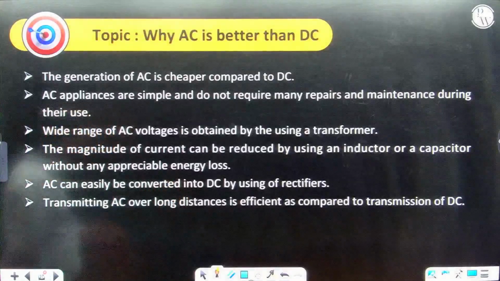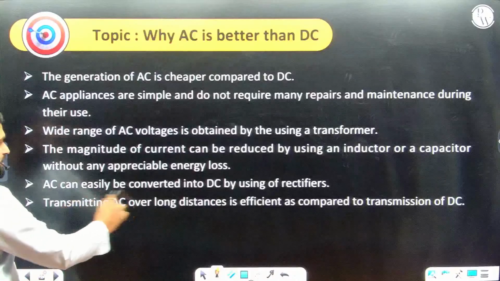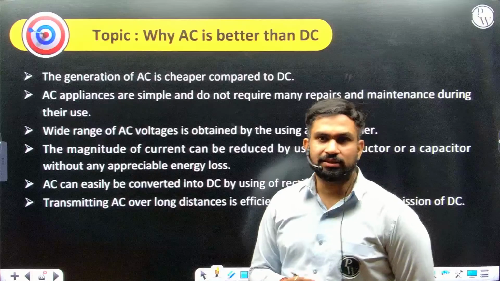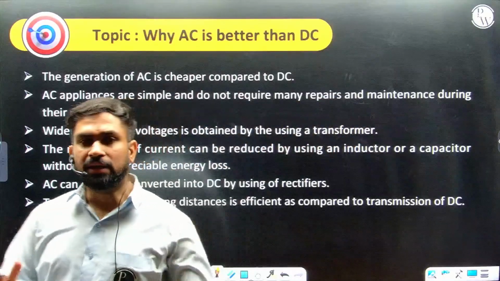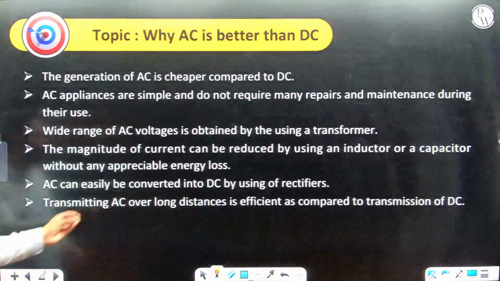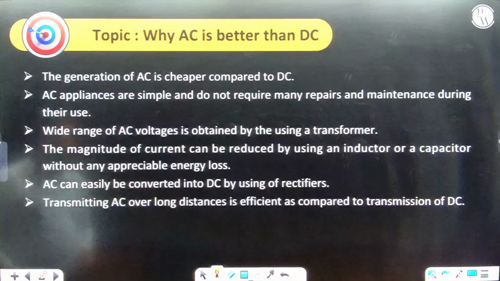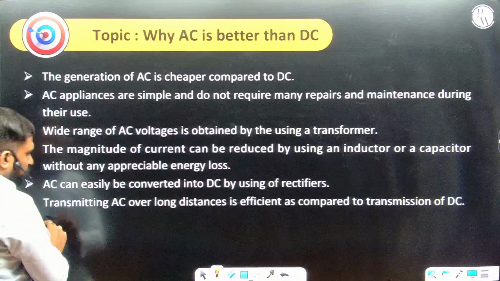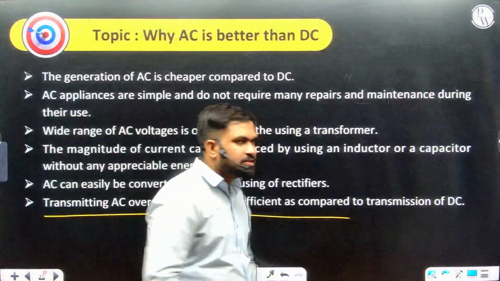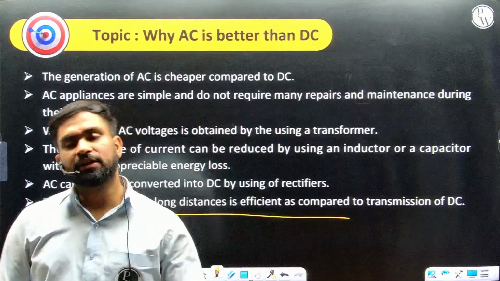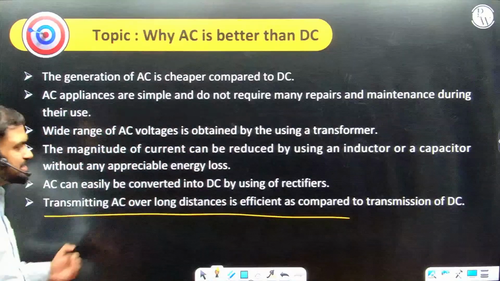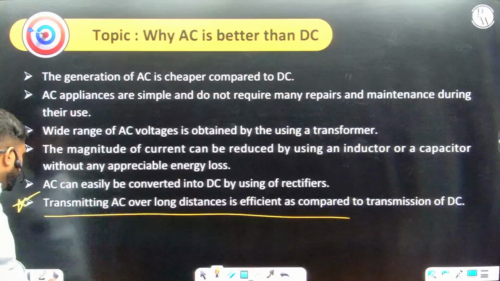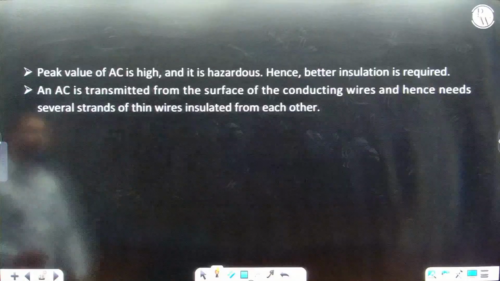AC can easily be converted into DC using rectifier circuits, using capacitor and inductor combinations to make a rectifier circuit. So AC can be converted to DC upon requirement. Transmission of AC over long distance is much more efficient and possesses lesser energy losses. That's one of the important reasons for mass generation of alternating current.